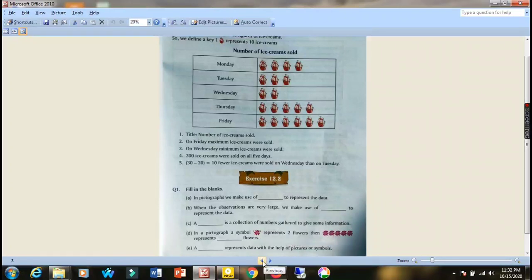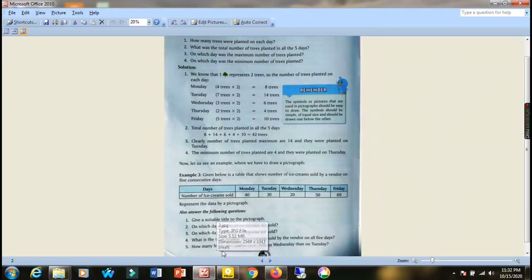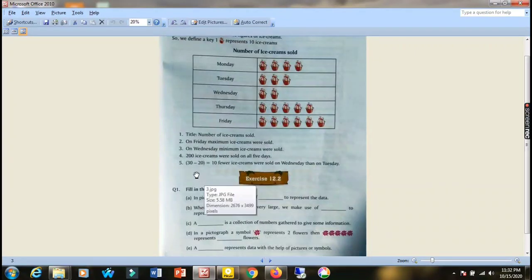Now come to the next question. How many fewer ice creams were sold on Wednesday than on Tuesday? So let us see the answer. 30 minus 20. On Wednesday how many ice creams were sold? 20. And on Tuesday how many ice creams were sold? 30. So the question is how many fewer ice creams were sold? To find it we subtract 30 and 20. So our answer becomes 10 fewer ice creams were sold on Wednesday than on Tuesday. Okay.